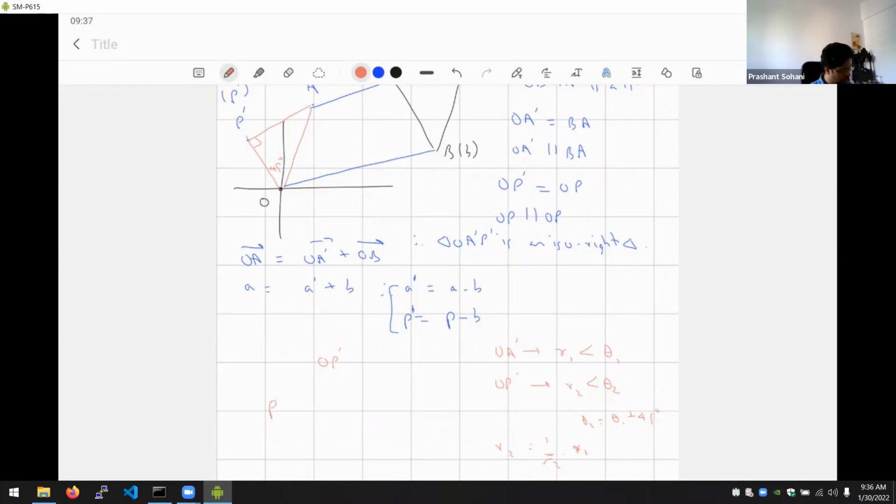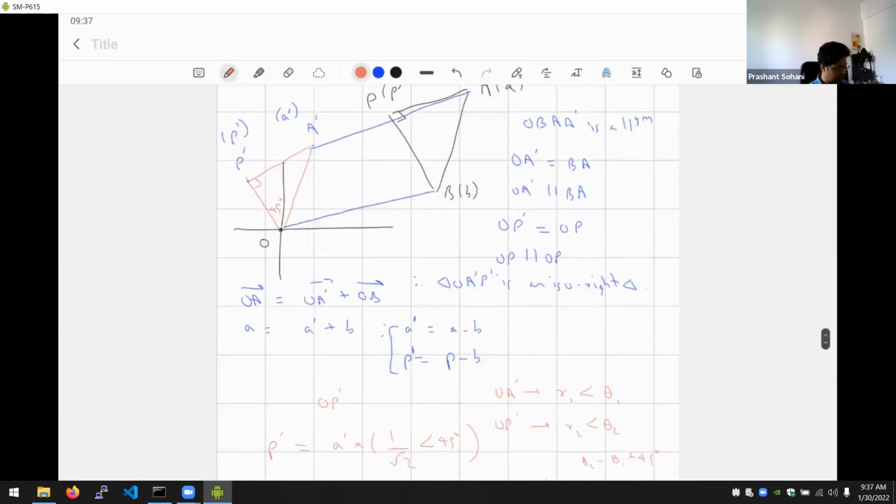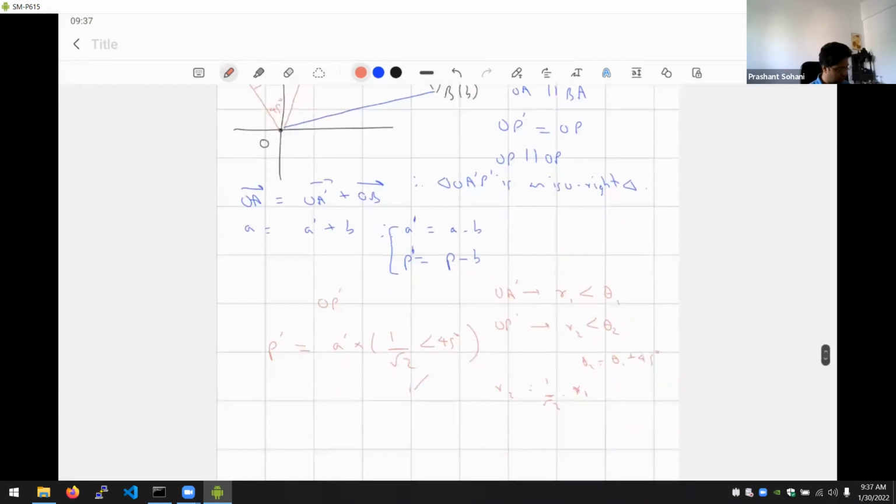So in the polar domain, P dash is nothing but A dash times this complex number whose magnitude is 1 by root 2 and angle is 45 degrees. If I wanted to denote this in the normal Cartesian domain, this will simply be half plus half i. So in other words, P dash is A dash times half plus half i. And how do I obtain this half plus half i quickly?